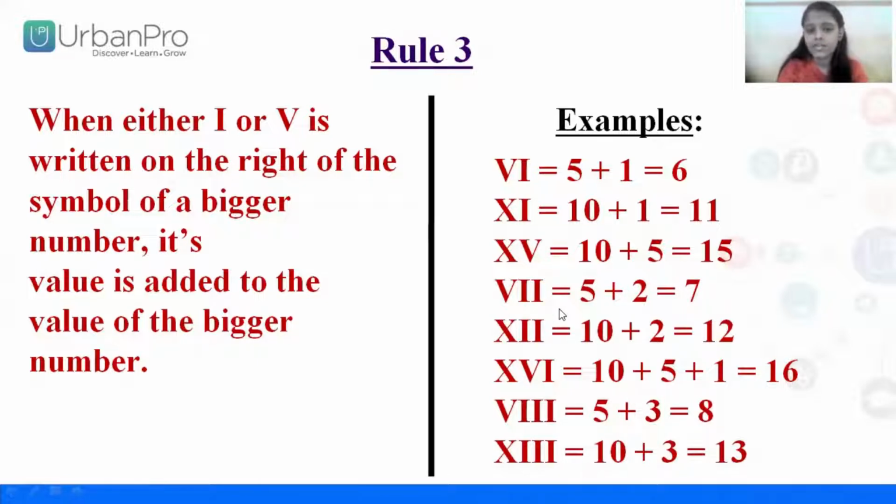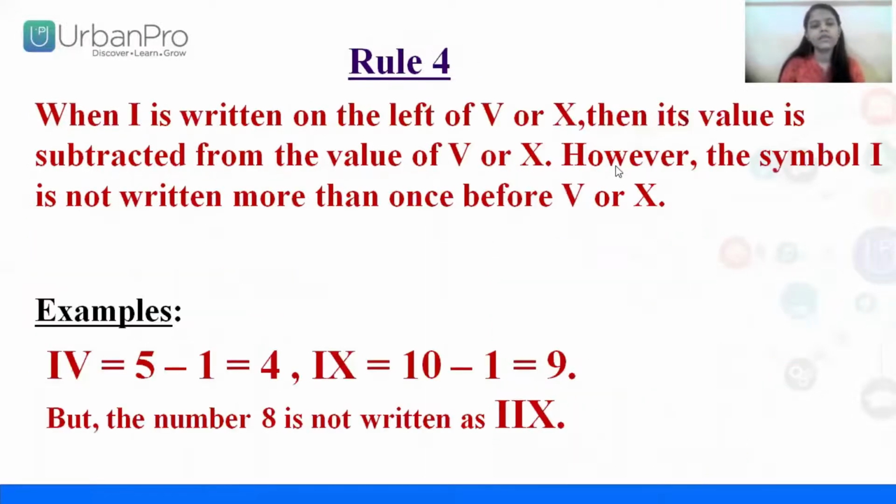So here I want to mention that if you get a smaller number after a bigger number, okay? So if a bigger number starts first and then you get a smaller number, then you have to add. And rule 4 is just the opposite of rule 3. Okay, so we can move to rule 4 now. See, it is just the opposite of rule 3.